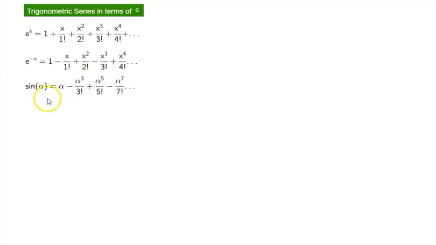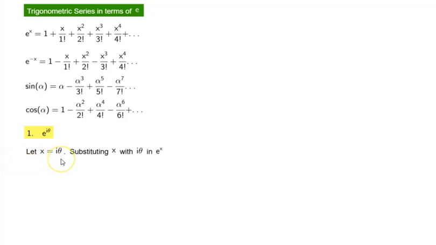In the previous sessions, we have looked at the exponential series, e to the power of x and e to the power of minus x. And we have also seen the expansion of sine alpha and cos alpha. Now let's generate some series using these expansions. So e to the power of i theta, what would be the expansion of this?